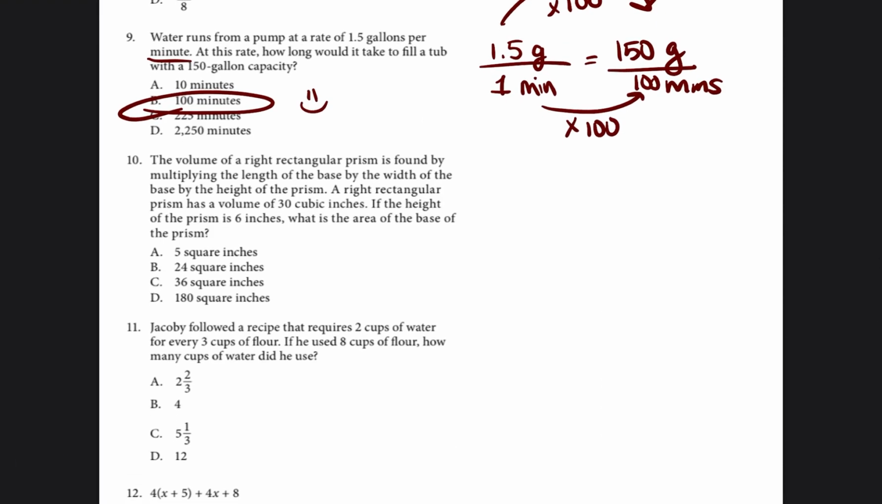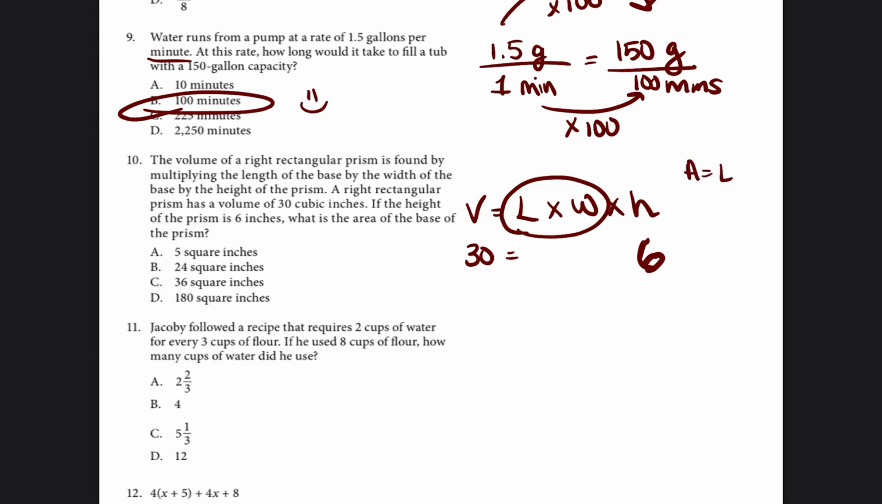Okay, the volume of a right rectangular prism is found by multiplying the length of the base by the width of the base by the height. So length times width times height equals volume, okay? A right rectangular prism has a volume of 30, so V is 30. If the height of the prism is 6 inches, what is the area of the base of the prism? Okay, so that's interesting. So length times width is the base. So area is equal to length times width. That's outside knowledge that I have.